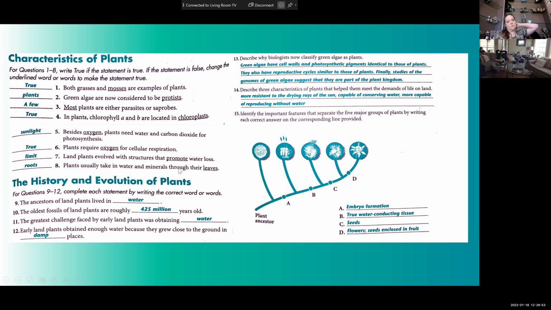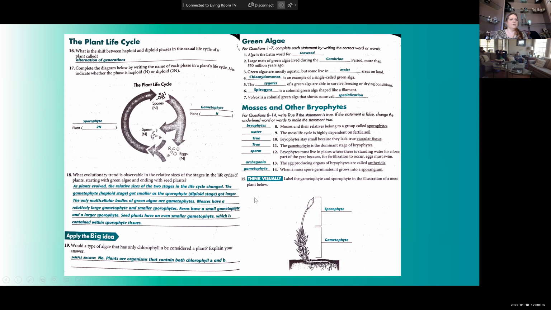So plants usually take in water and minerals through their roots. And you guys can read all that and get that later, right? Same stuff. Same thing here. Here's your little alternation of generations diagram. And that guy just talked a whole lot about it because he was really excited.